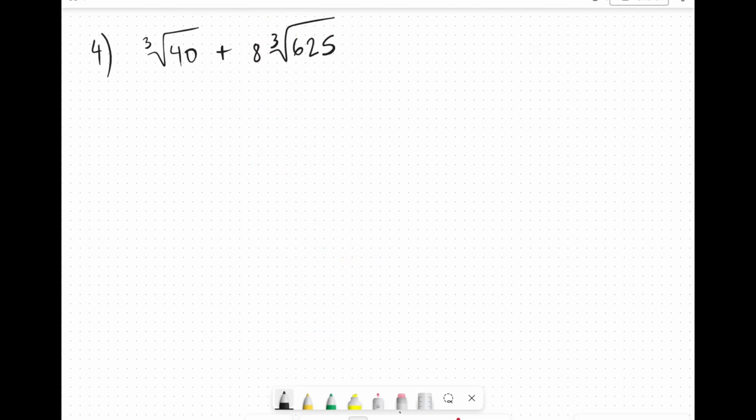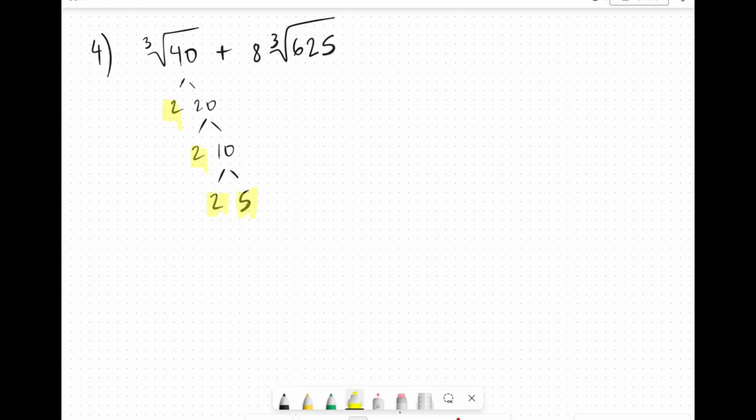Here's the last final addition example. Again, these roots are completely different, and you are only allowed to combine like terms if the roots are exactly the same. So let's go ahead and break down the 40 and 625 and see, maybe that will make them match. For 40, here's your breakdown.